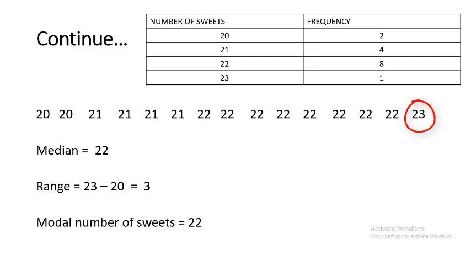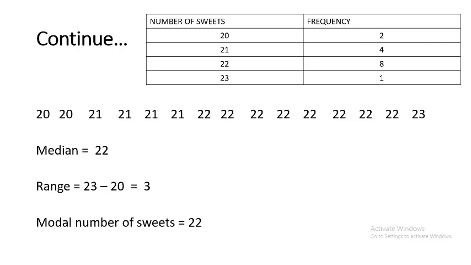Now, after arranging the number of sweets in order, we are going to identify the middle number of sweets. We find that the answer is 22, because 22 is the middle number of sweets in this given set of data.